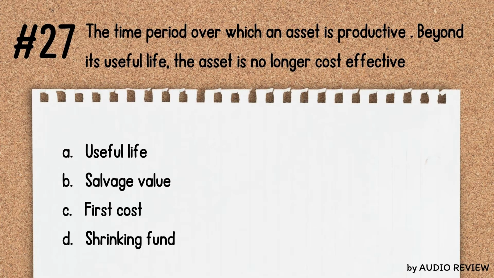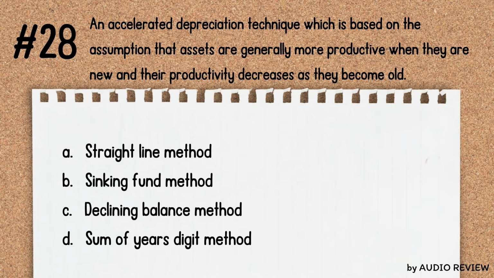Question number 27. The time period over which an asset is productive. Beyond its useful life, the asset is no longer cost-effective. A. Useful life. B. Salvage value. C. First cost. D. Sinking fund. The answer? It's A. Useful life. The time period over which an asset is productive. Beyond its useful life, the asset is no longer cost-effective. Useful life.